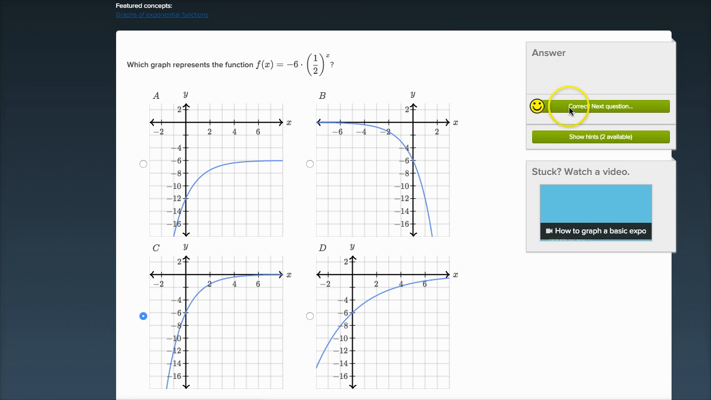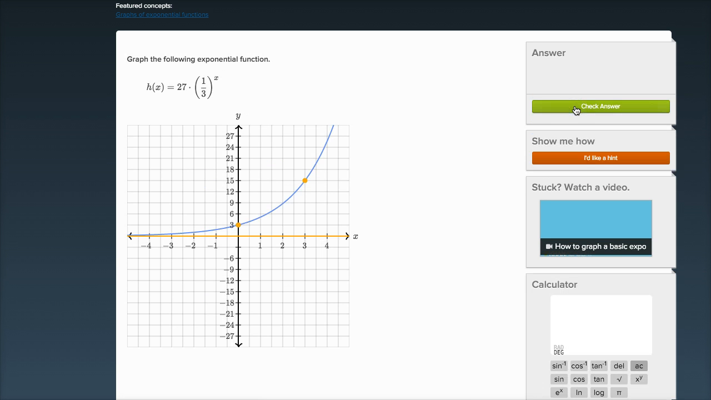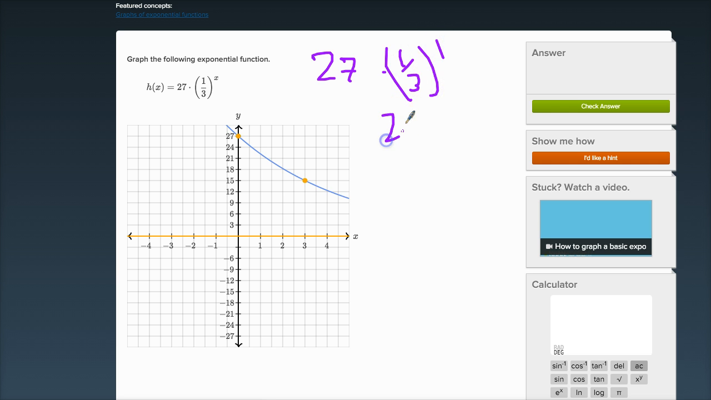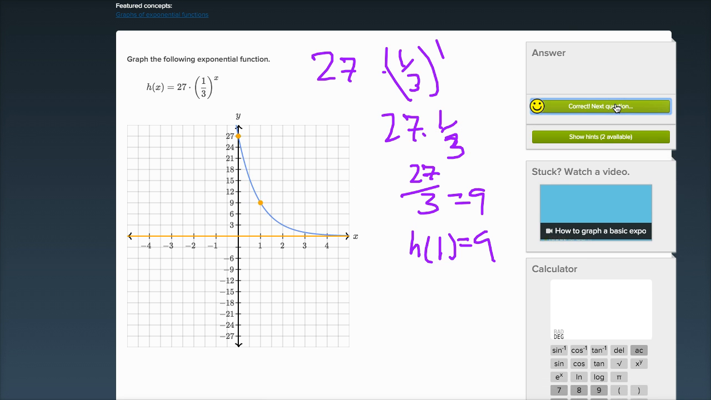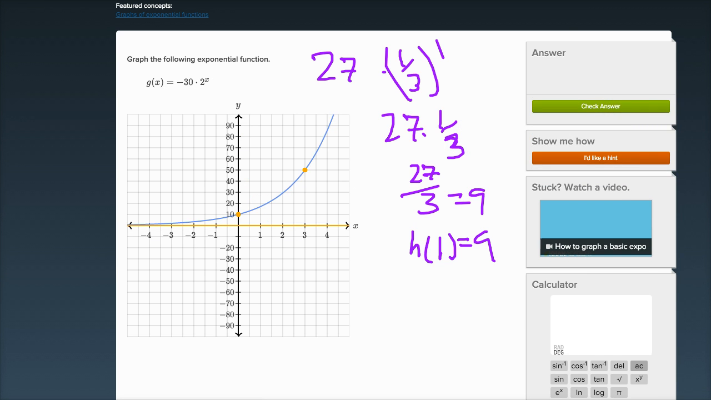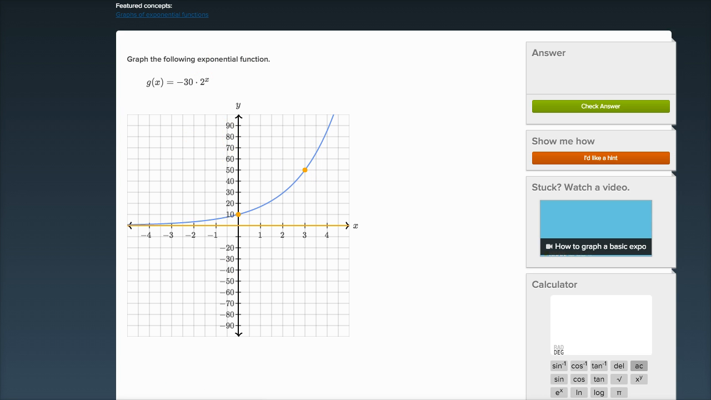Let's see if the next one's novel enough to bother with. This one has some play to it. 27 is our initial starting point, so right there. And once again, just sub in any value that you want. Subbing in 1 here would make a lot of sense. 27 times 1/3 to the first power. That would be 27 times 1/3, which is 27/3, 9. So my h sub 1 is 9. So I'm just going to look for a point on 1 that I can hit at 9. There it is. So nothing too serious. Just keep working those systems, and you should be able to get graphs of basic exponential functions on Khan Academy.